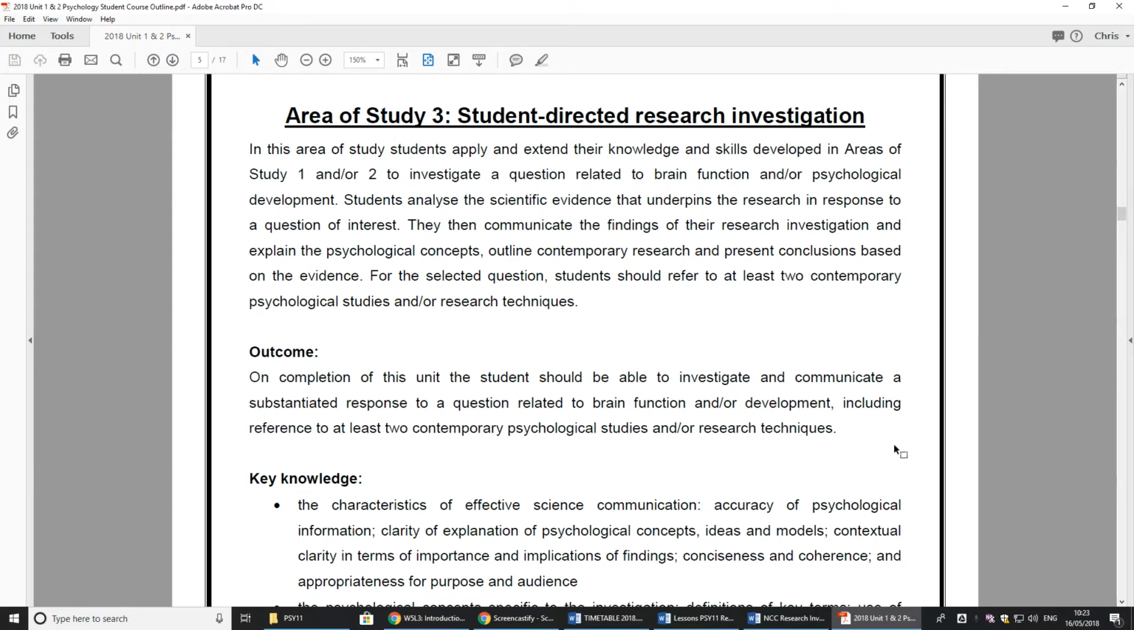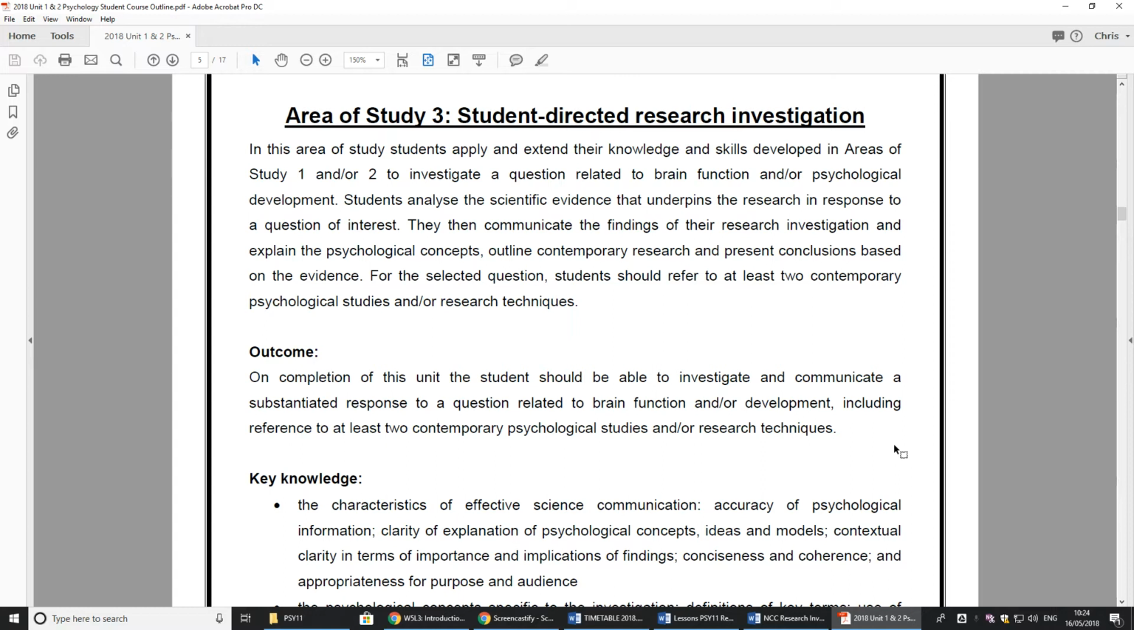to explain, in a very concise statement, what are we really doing with this project? As it says here, on completion of this unit, the student should be able to investigate and communicate a substantiated response to a question related to brain function and or development, including reference to at least 2 contemporary psychological studies and or research techniques.